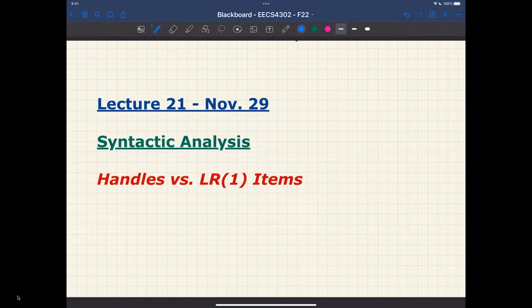And for today, we're going to continue with the bottom-up parsing. Not finishing that just yet, but hopefully most of it on Thursday. But today, there are only a few ideas I want to carry over.